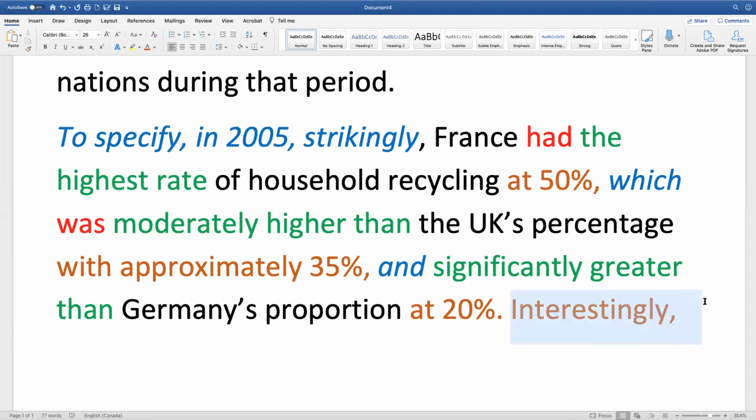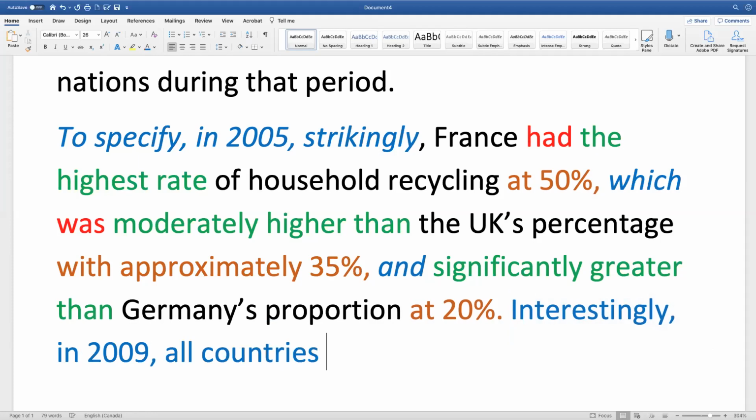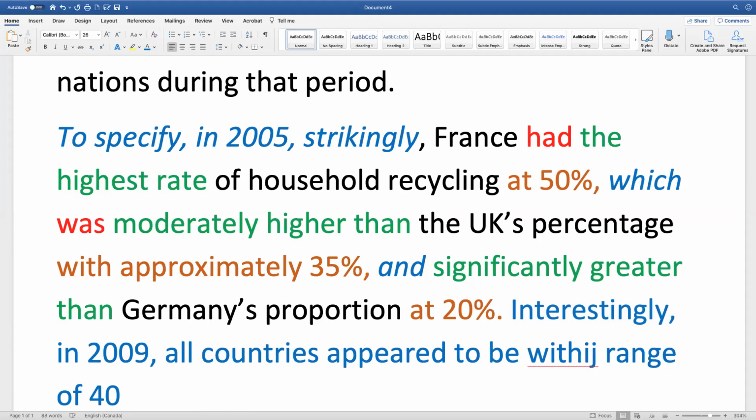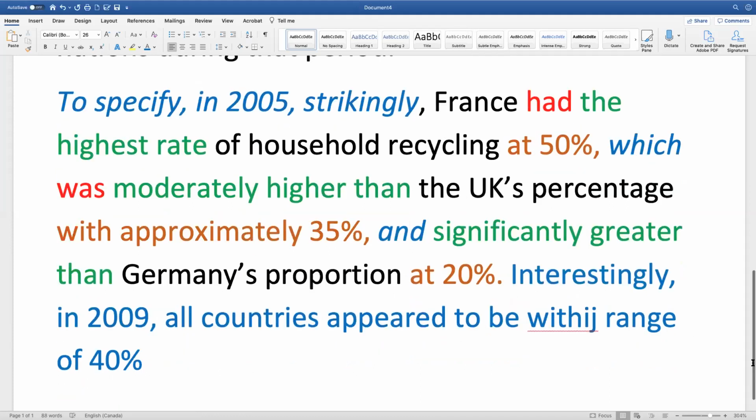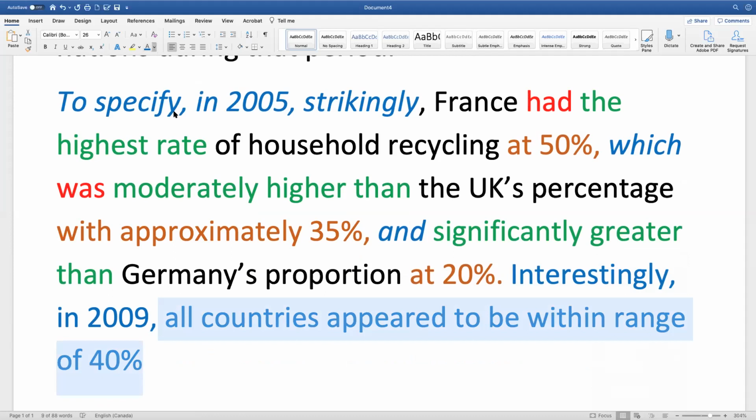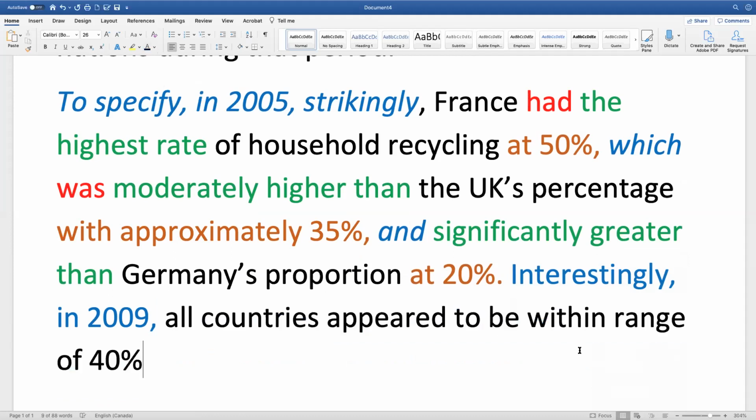Interestingly is the next point we want to say. I'm going to mention here about 2009. In 2009, all countries appeared to be within range of 40%. So all countries appear to be within range of 40%. That's our comparative here.